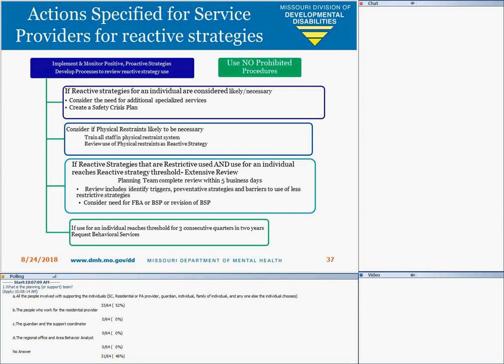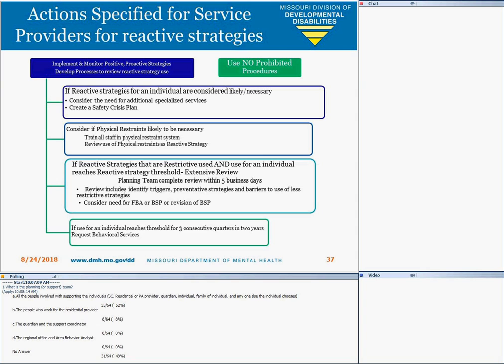If an individual reaches the threshold for 3 consecutive courses in 2 years, then the team has to request behavioral services. So no outside force is going to come in and look to see that you're doing this or prompt you to do this. However, should a situation occur where there's a review after the fact and this hasn't happened, then you would have not met your obligations as a service provider. That's the specifics for the providers for reactive strategies that are also restrictive.